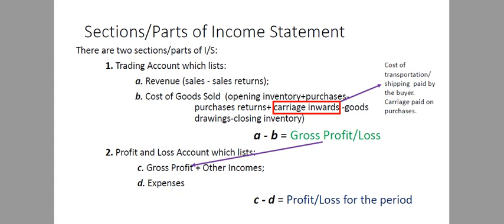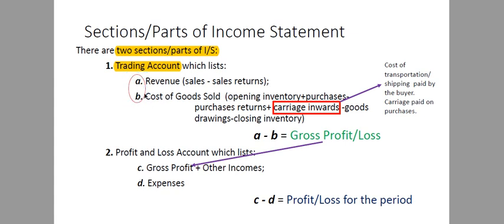Here's the two sections of the income statement. The first section, which today's lesson is all about, it's called the trading account. So in the trading account, we show two things which are marked here as A and B. So let's circle A and B. So these are the two things that you need to prepare your trading account.